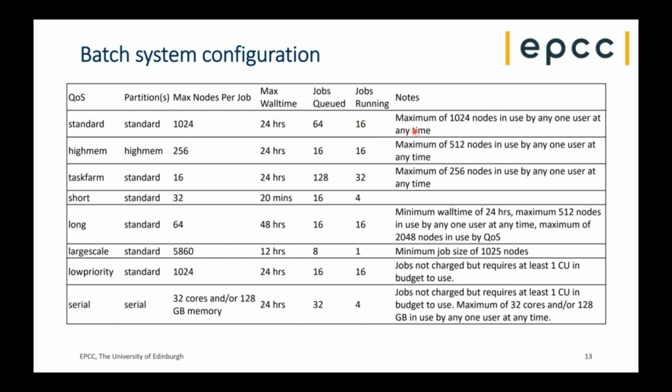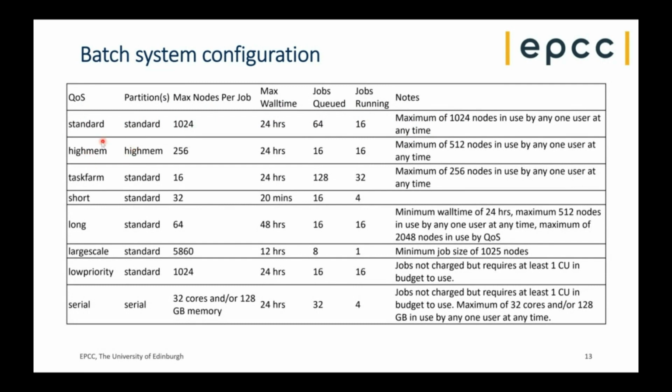And there's a slight further caveat: you can have a maximum of 1,024 nodes being used by any one user at any one time. So if you had 1,024-node jobs, you couldn't have 16 of those running at any one time. And this is configured like this because we have lots of users and we need to be able to share the system fairly between users. So we don't let users run for too long on any given job, and we don't let users use too many nodes on any given job by default, because otherwise it's hard to share the system efficiently with other users.